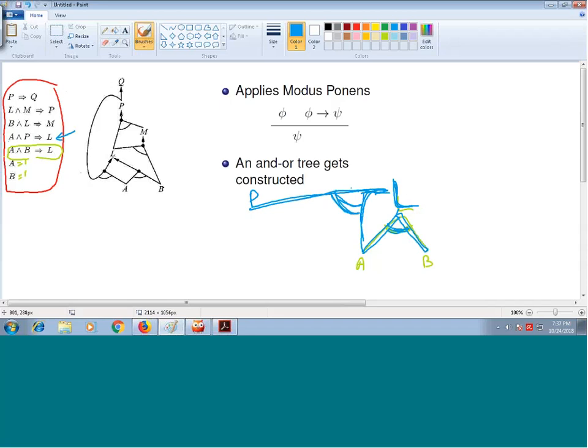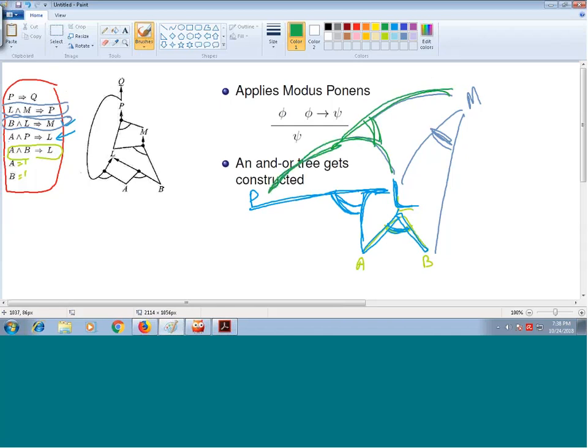This is an AND tree, so both should be true. See the third line: B and L gives M, meaning you take B and L, and it is an AND tree, then you get M. From this you get M. Simple? Okay, simple. Next line is L and M gives P. L and M, these two things give you P.